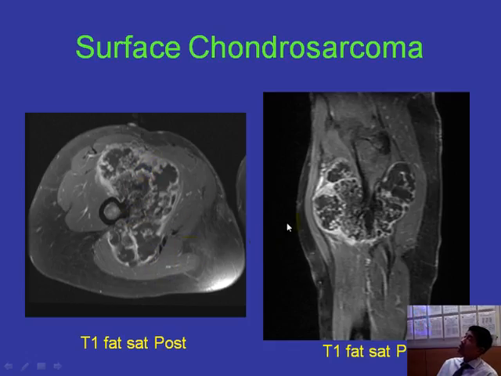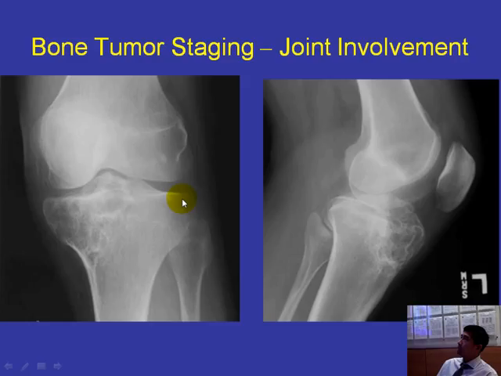In this case, on pre and post imaging, you can see that there are areas here that have more enhancement. The rest of it is very necrotic, so you want to target the area that has more enhancement for the biopsy. Is there joint involvement?